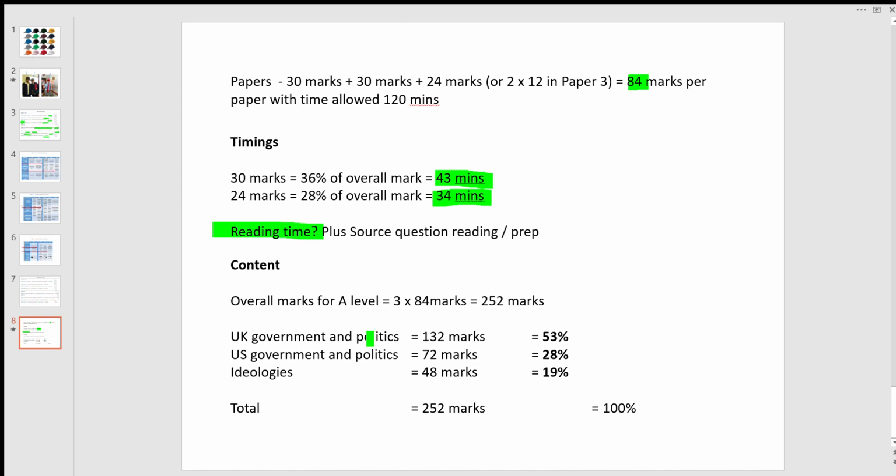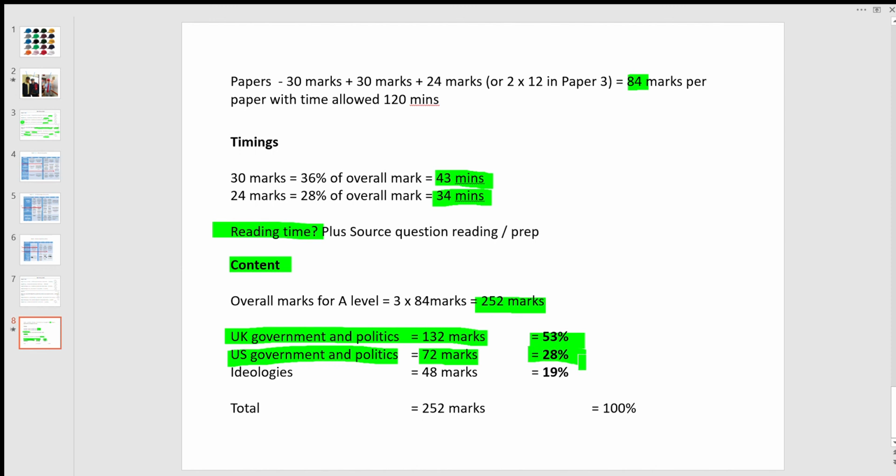And just an interesting one in terms of the overall content. Out of the 252 marks across the 3 papers, if you add up all the possible marks for UK government and politics, which would be paper 1 and paper 2, if you take out the ideologies, it's worth 53% of the overall A level. So over half is for UK government and politics. US government and politics is worth 72 marks because it's only in paper 3. And that's only about 28% of the overall mark.